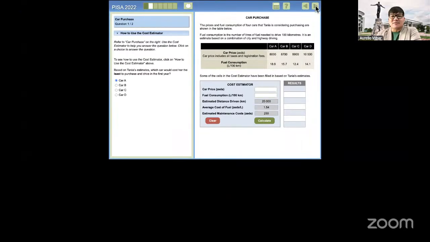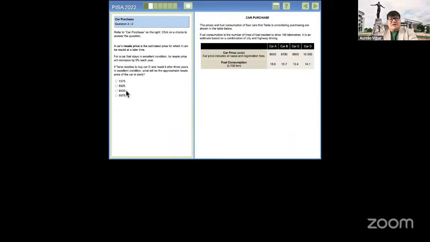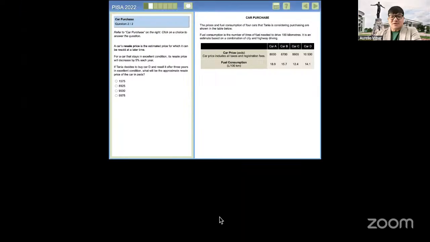Meron na naman tong tanong. May feedback. So, that's how it works in science, math, and reading. So, our next activity now is I'll be grouping you into 3. Sa group na to, I'll give you sample PISA tests. So, one group will be having math, yung isa science, yung isa reading comprehension. Okay. So, I will copy here the link.